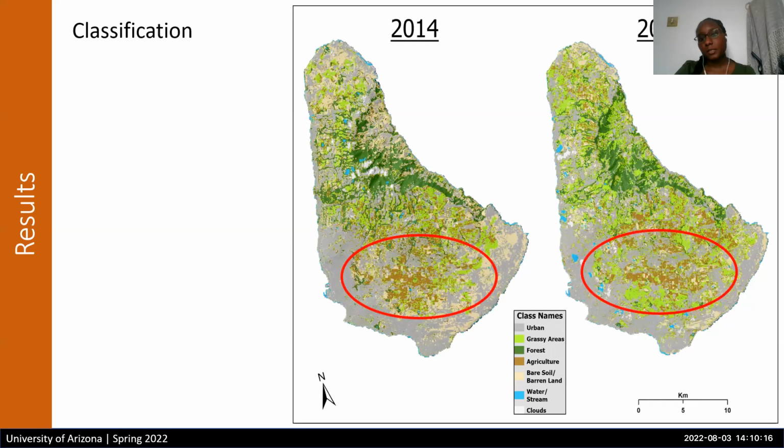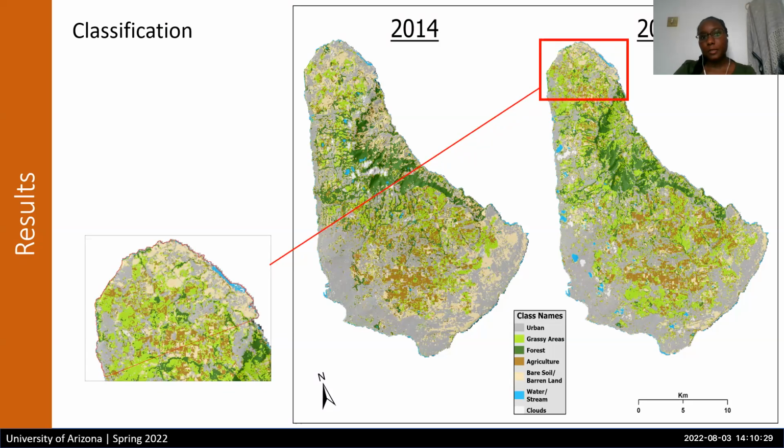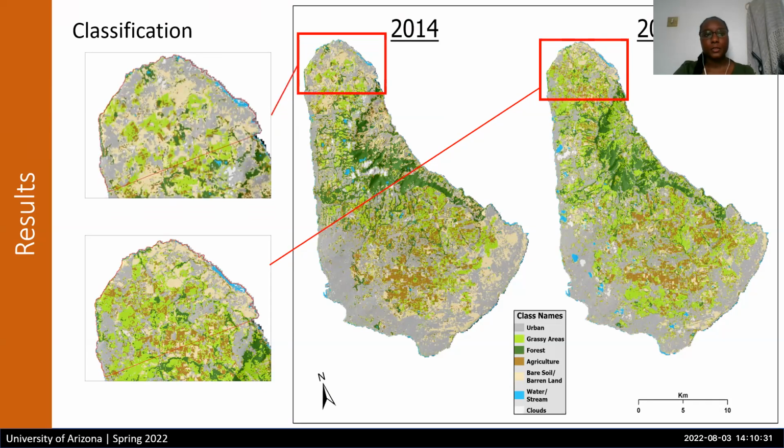From our results, looking at the southern section of the island again, it seems as though there's a decrease in agricultural lands. It also shows an increase in grassland areas to the south. In the northern part of the island, looking more closely, you can see that there's been an increase in grassland areas as well as agricultural areas.